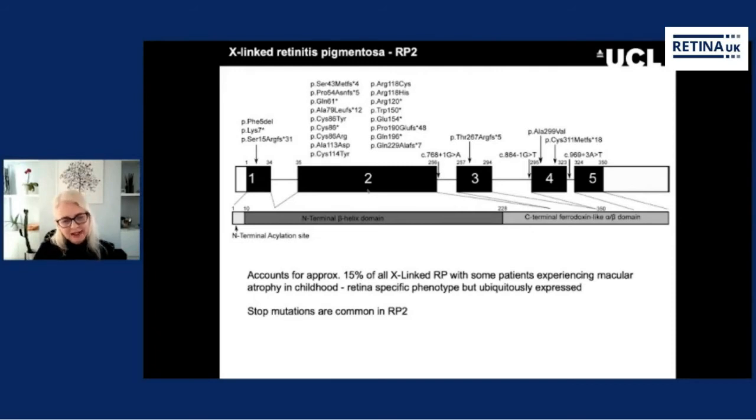And you may not be able to realize this from the diagram, but stop mutations are very common in the RP2 gene as a cause of X-linked retinitis pigmentosa. So that's a stop where we change one letter and it stops the genetic code. So we don't have a sentence. So in other words, we can't make a protein.